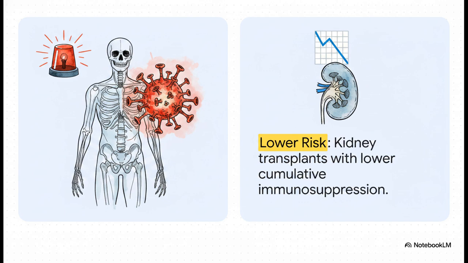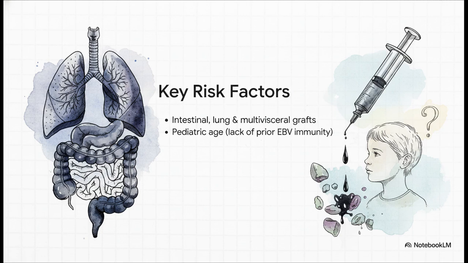It's a perfect storm. Now, the risk also heavily depends on the specific organ being transplanted. Intestinal, multivisceral, and lung transplants carry a much higher risk compared to, say, kidney transplants. Why? Because those organs just require heavier immunosuppression, and they carry a larger load of donor lymphoid tissue with them. Pediatric patients are also at a much higher risk, simply because kids haven't lived long enough to encounter EBV naturally, so they lack that prior immunity. Oh, and finally, using intense T-cell depleting induction therapies, like anti-thymocyte globulin, massively shoots the risk up.